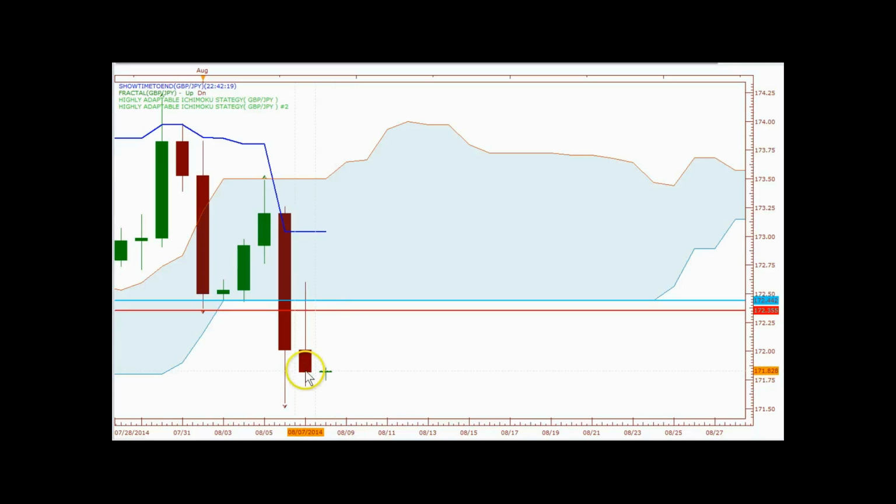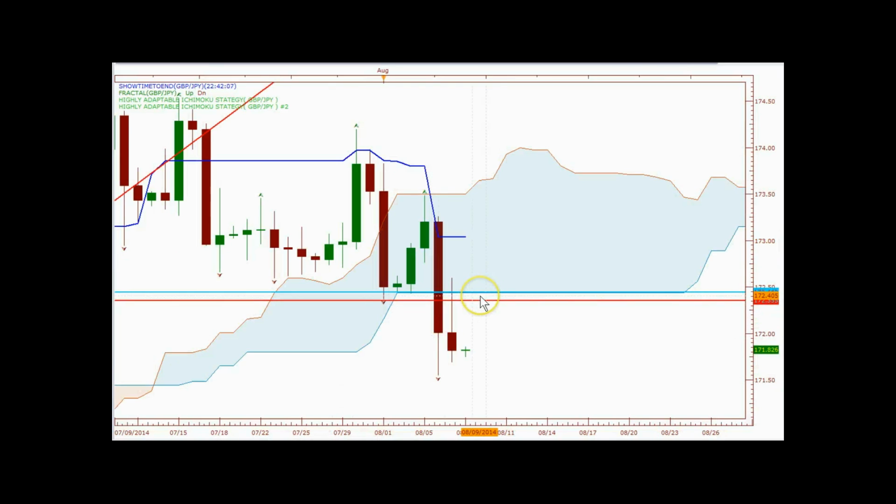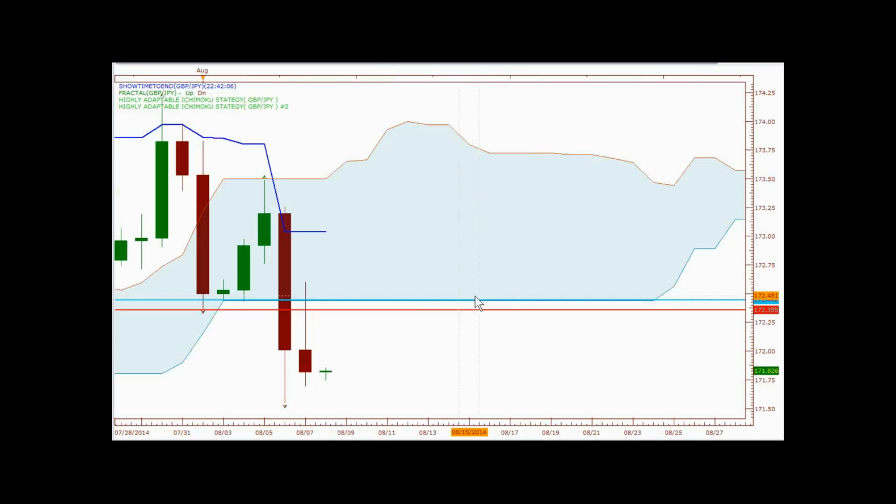So we don't know this. After this inverted hammer, we need to see what's going to happen. I'm hoping that the market pulls back, because this is the level I want to get into after a pullback of breaking that cloud. Then we get into the level, get into the trade again.